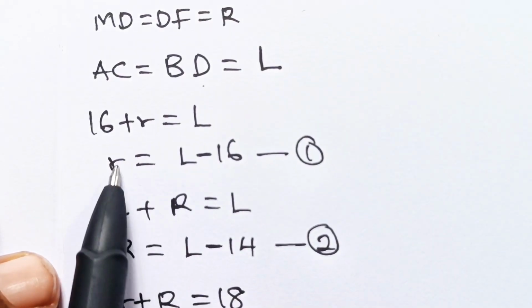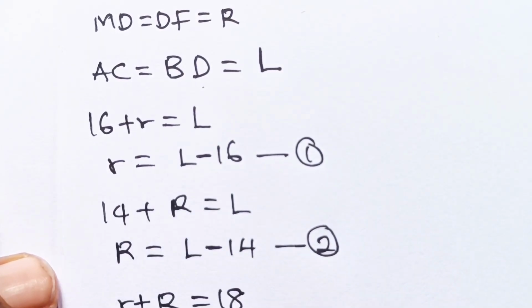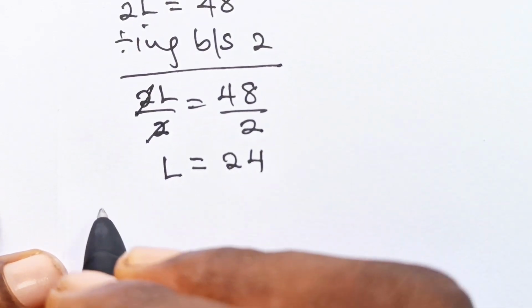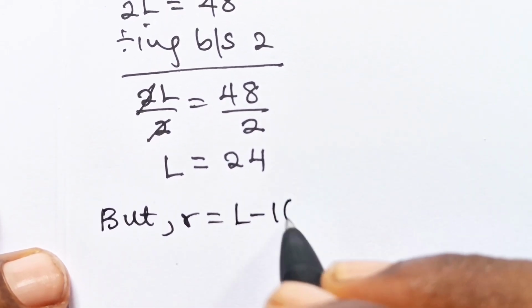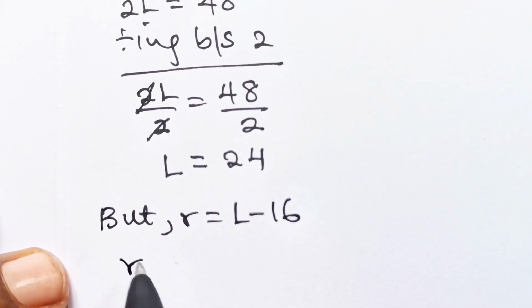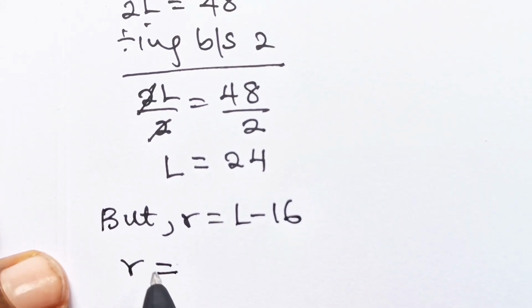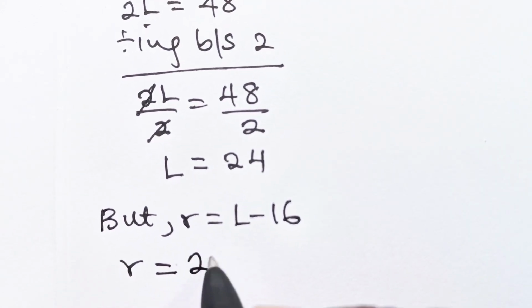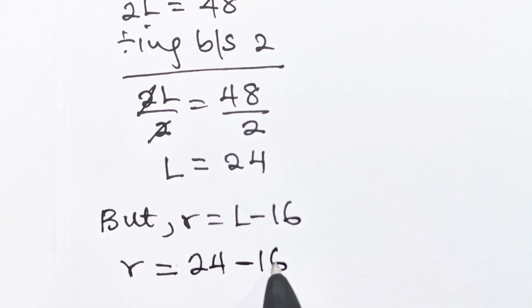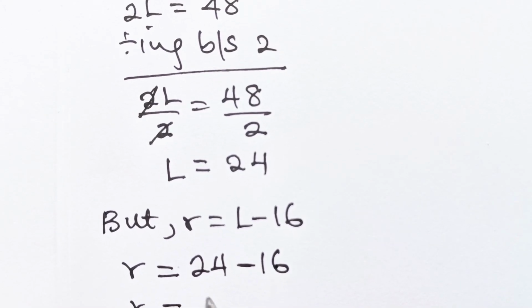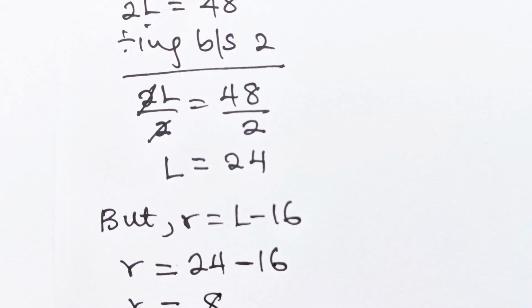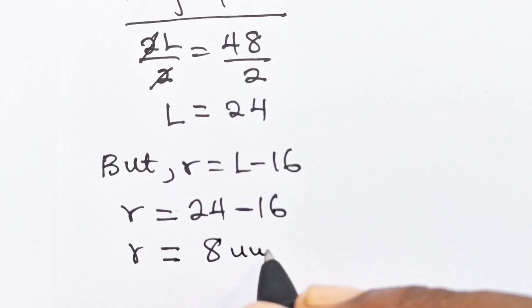Remember that small r is L minus 16. So we need to get our small r. Small r is L minus 16. So this implies that small r is equal to 24 minus 16. So it simply means that small r is 8. So the small r is 8 units.